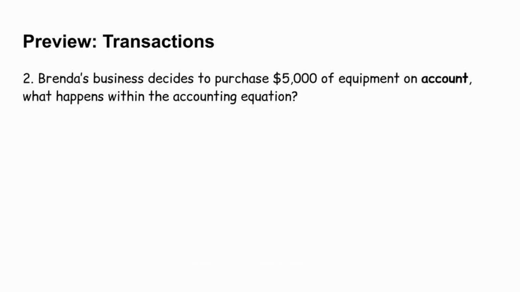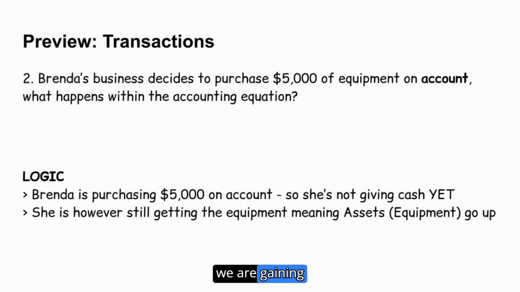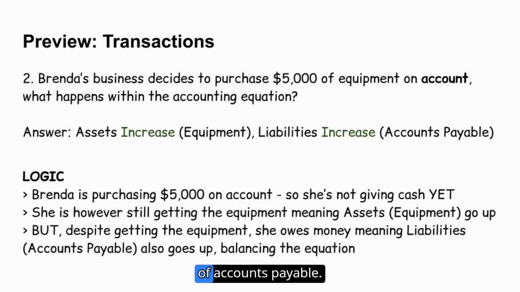Next, let's look at number 2. So Brenda's business decides to purchase $5,000 of equipment on account. What's happening here? So if you're new to this course, you might have noticed the words on account. What buying on account means essentially is buying with credit or with a promise to pay back later. So in this problem, we are gaining new equipment, but we now owe money to the store we bought our equipment from. We still have the equipment in this scenario, which falls under the category of an asset, meaning assets increase here by $5,000. But remember, we haven't paid the money yet, and we owe it to a store, meaning there's a liability involved, which means liabilities also increase by $5,000 in the form of accounts payable.